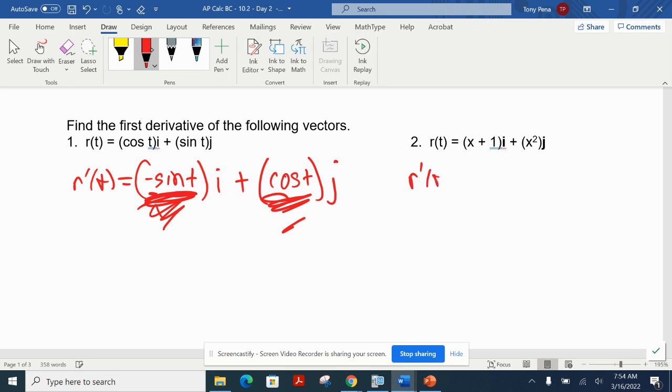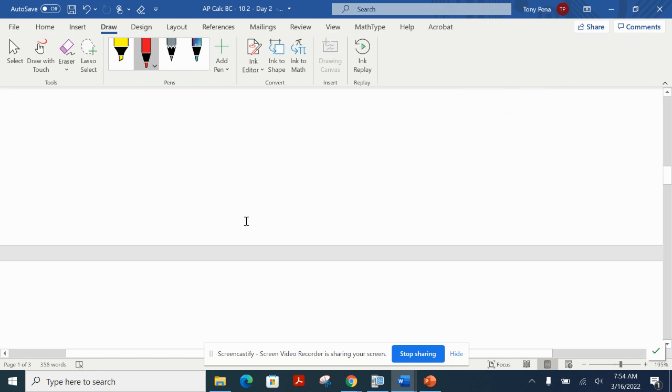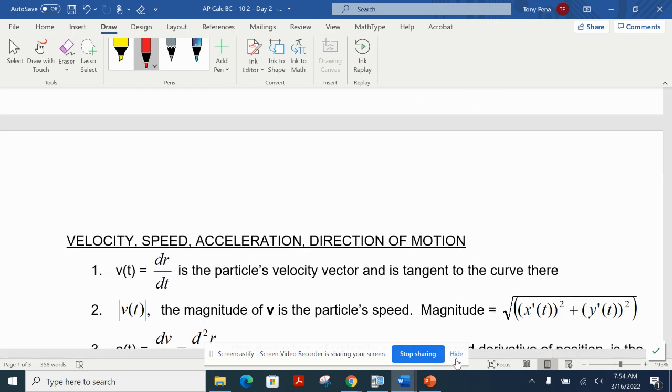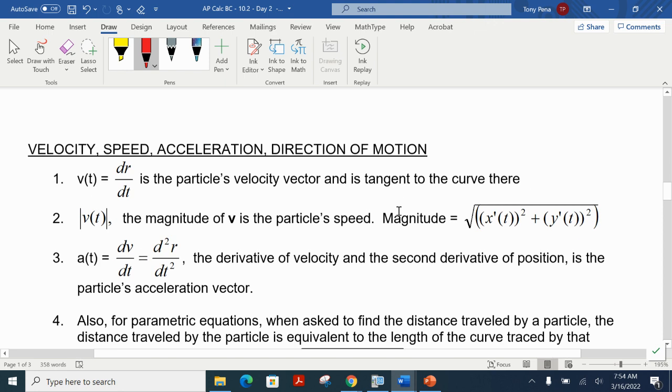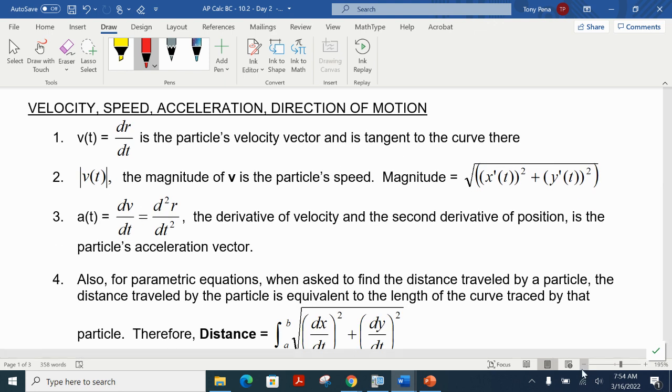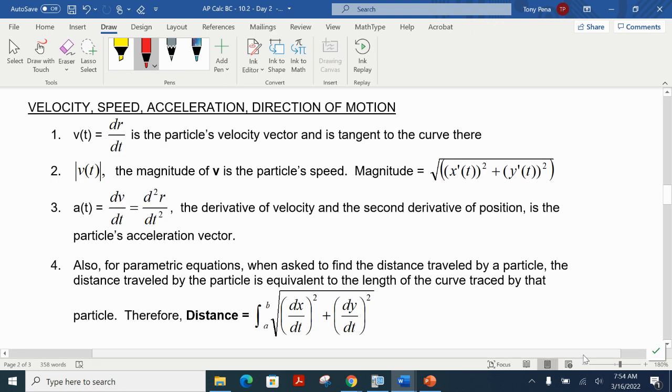If I want the derivative of r here, we just get 1i plus 2x times our j. Horizontal rate of change is always 1. Our vertical rate of change is always twice x. Okay, so that first page, really, really easy. Most people don't have a real hard time with that. The back page isn't necessarily hard, but it is a little bit more involved.